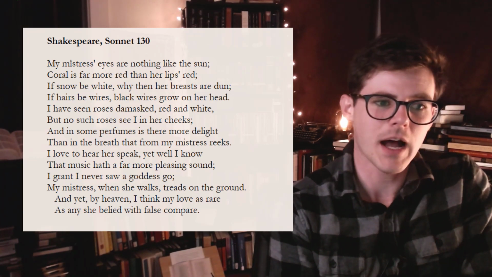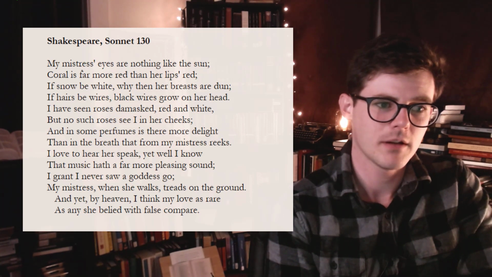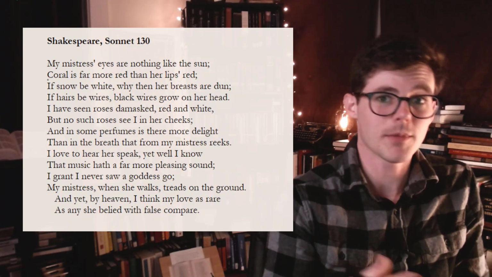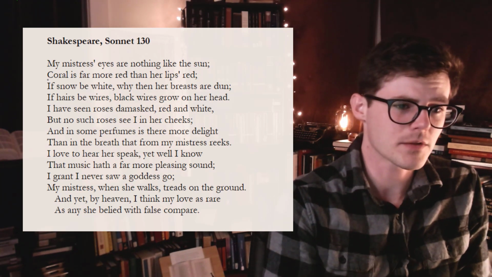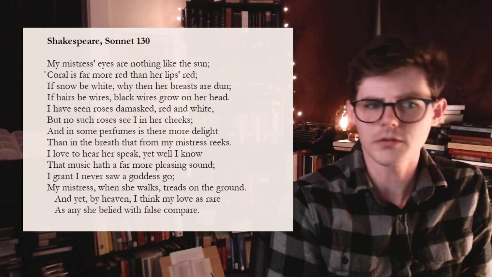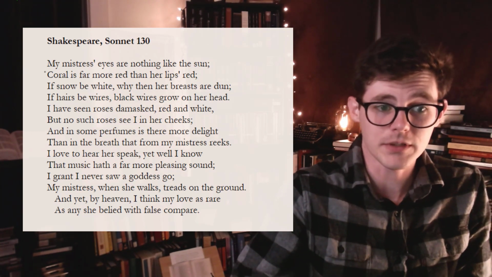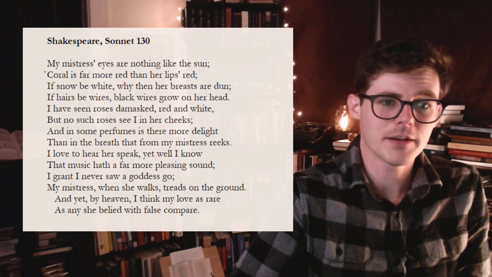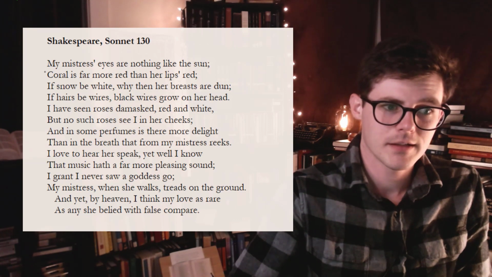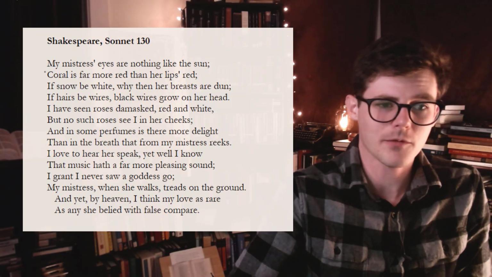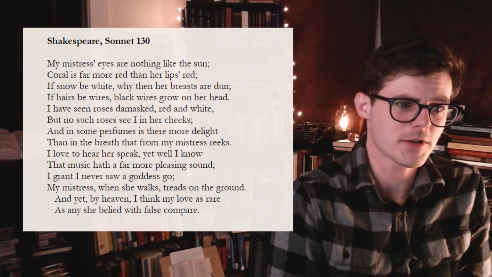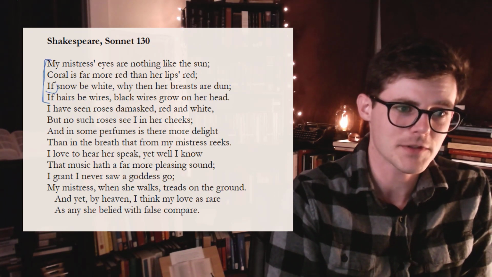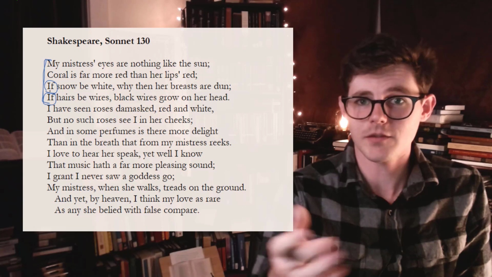My mistress's eyes are nothing like the sun. Coral is far more red than her lips red. Remember the rubies of Spenser's sonnet? If snow be white, why then her breasts are dun. If hairs be wires, black wires grow on her head. So here we have the first quatrain. And we even have the ifs, the repetition of the ifs, just like Spenser was saying.